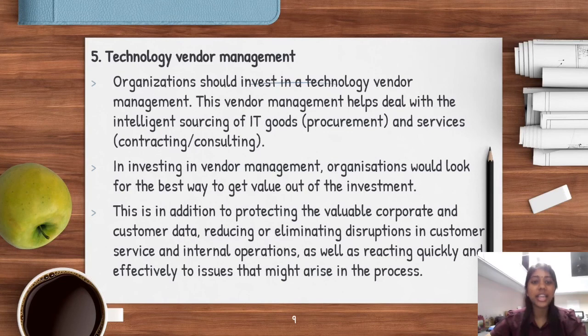And the last one, technology vendor management. Organizations should invest in technology vendor management. This vendor management helps deal with the intelligent sourcing of IT goods, procurement, and services, whether it's contracting or consulting. In investing in vendor management, organizations would look for the best way to get value out of the investment. This is in addition to protecting the valuable corporate and customer data, reducing or eliminating disruptions in customer service and internal operations, as well as reacting quickly and effectively to issues that might arise in the process.